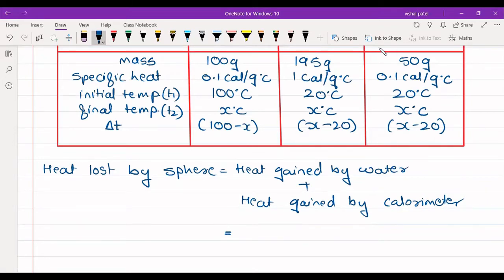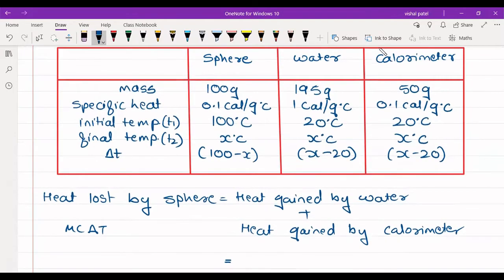Now see students what I'm writing. What is the formula for heat? mc delta t. Now for the sphere, see the table in front of us. Let me take this up so that you can see the heading also. What is the mass of sphere? 100, into c, the specific heat of the sphere is 0.1, into delta t, which is 100 minus x. I'm writing at the bottom students, I hope all of you can see.